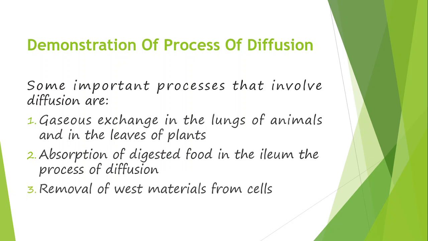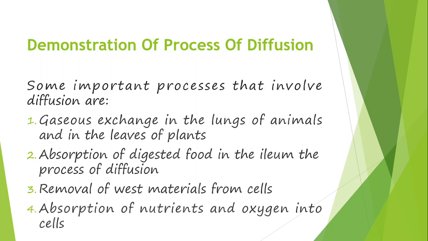The other one is the removal of waste materials from the cells. Waste materials, we are talking about the unwanted metabolic materials from the cells. They can be removed by the process of diffusion. And the absorption of nutrients and oxygen into the cells also requires this process of diffusion. So here are some important processes that involve diffusion.